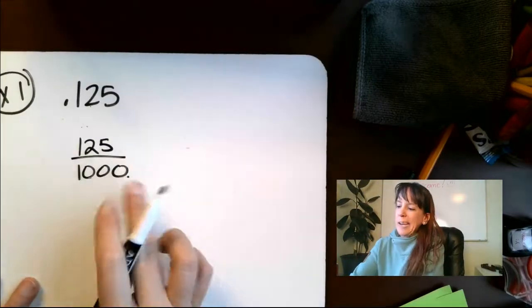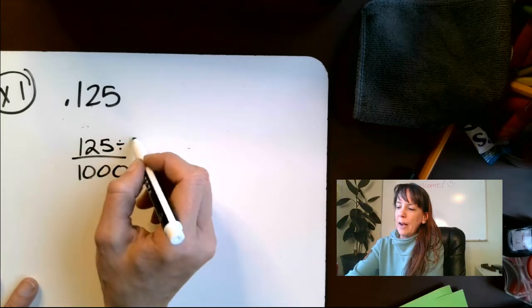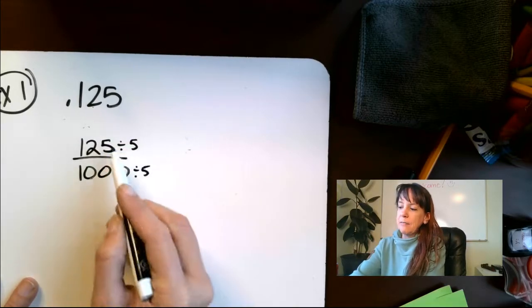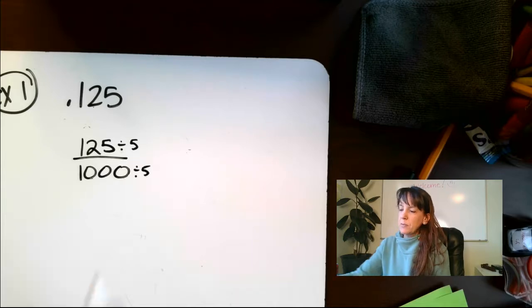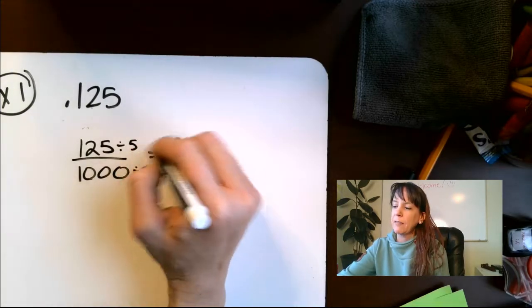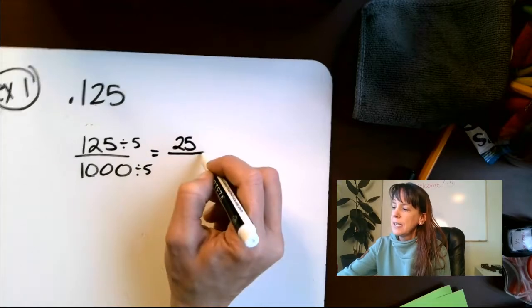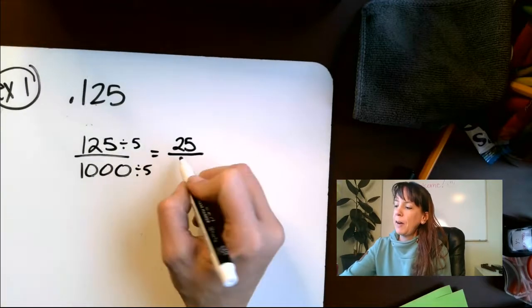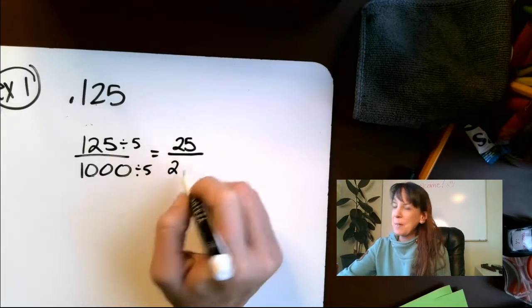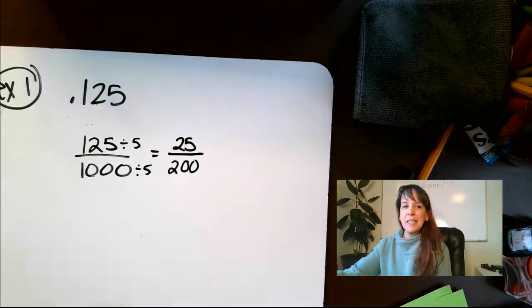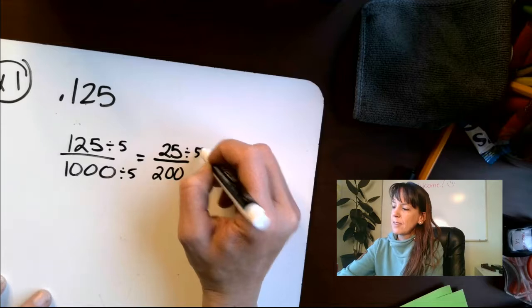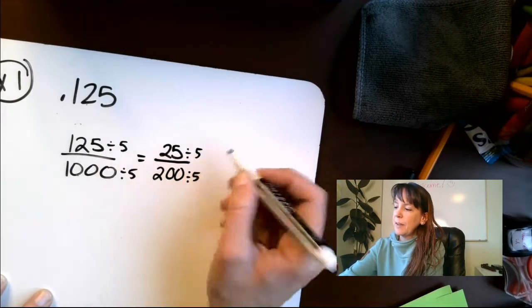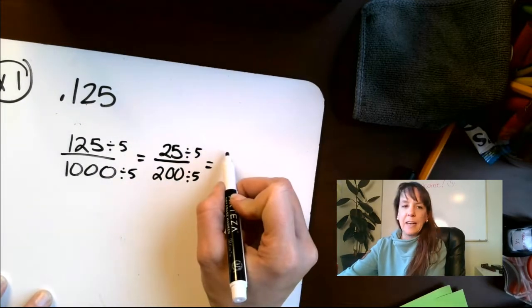So we're going to reduce here. We know that we can divide these both by 5 because they end in a 5 and a 0. So using our calculator here, we're going to do 125 divided by 5. That gives me 25. Sure enough, if I had 5 quarters, I'd have $1.25. Dividing 1,000 by 5 gives me 200. Well, I can divide by 5 again, right? So divide this by 5.